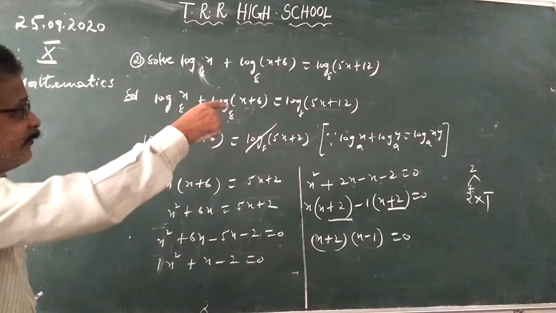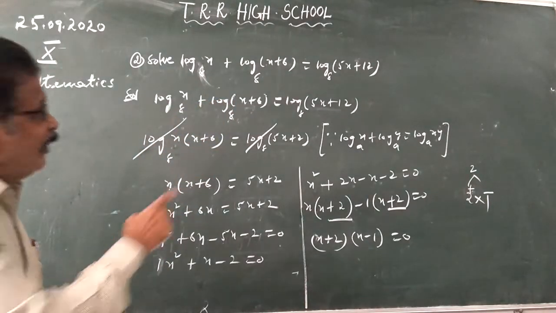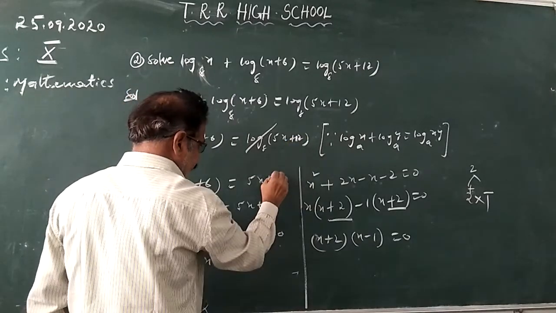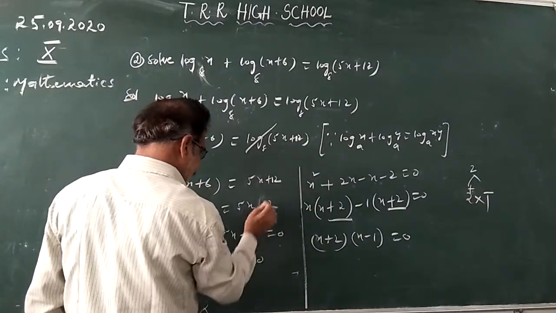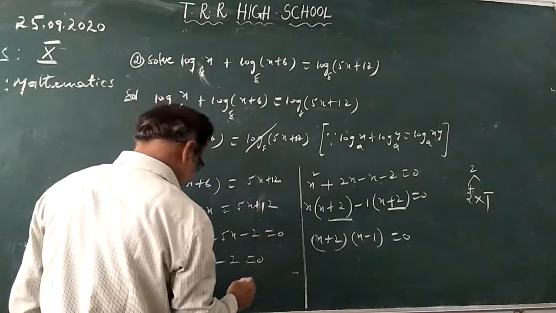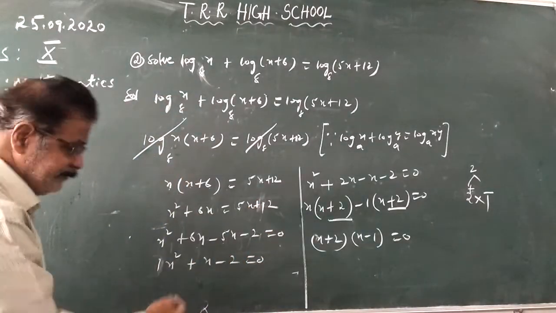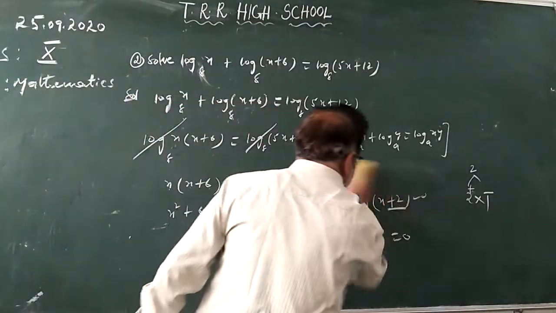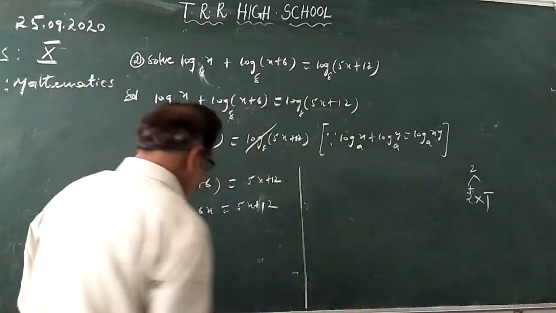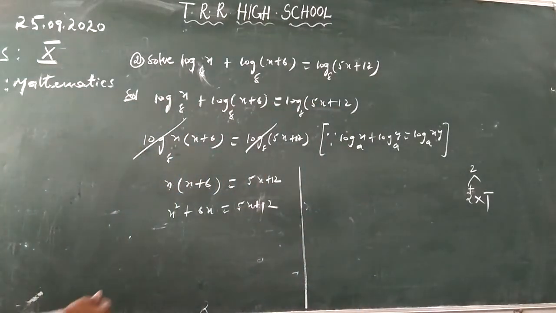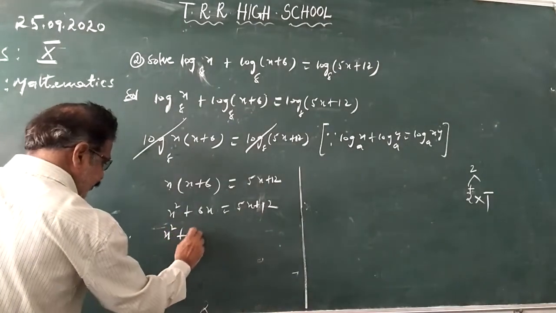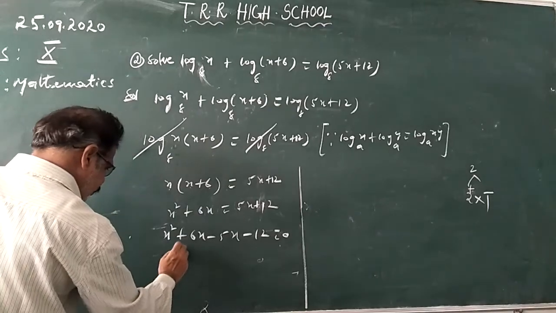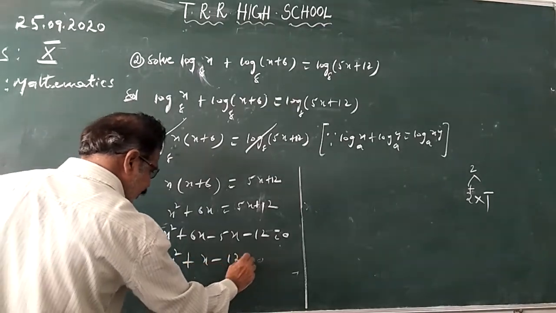Children, here we made a mistake. I wrote 2 here, but it should be 12. Here 12, so five x plus 12. So x square plus 6x minus 5x minus 12 equal to 0. x square plus x minus 12 equal to 0.